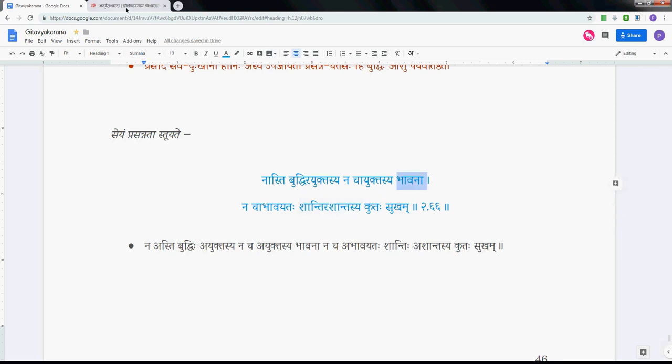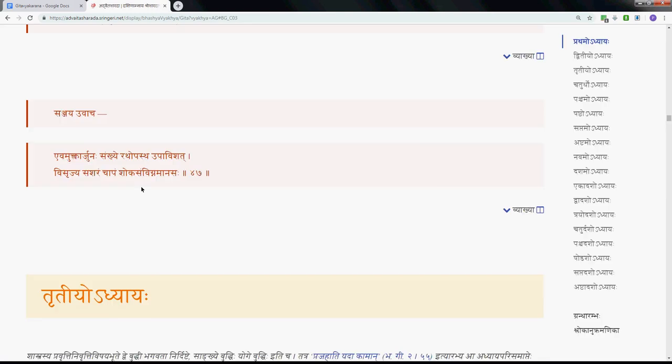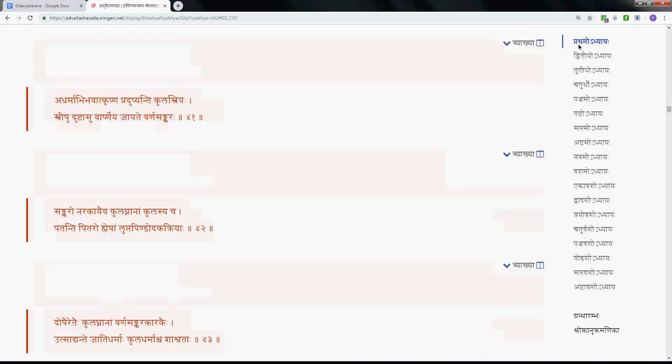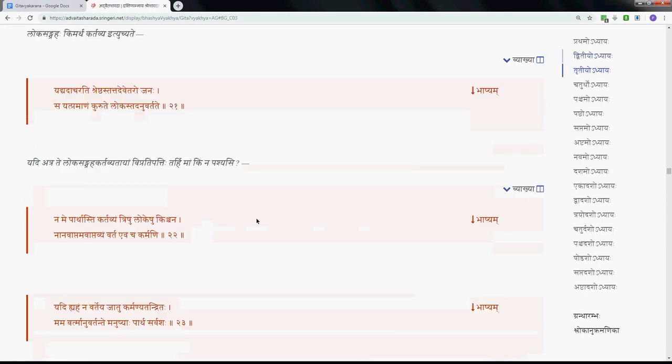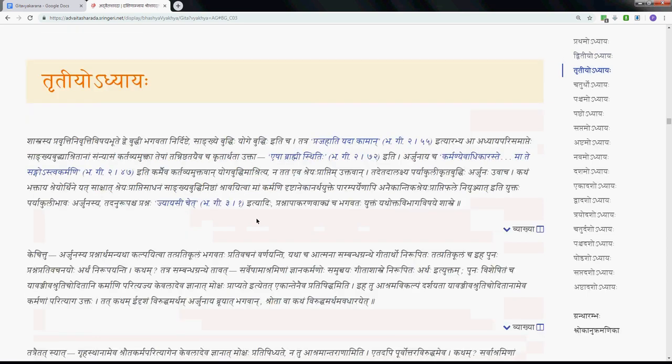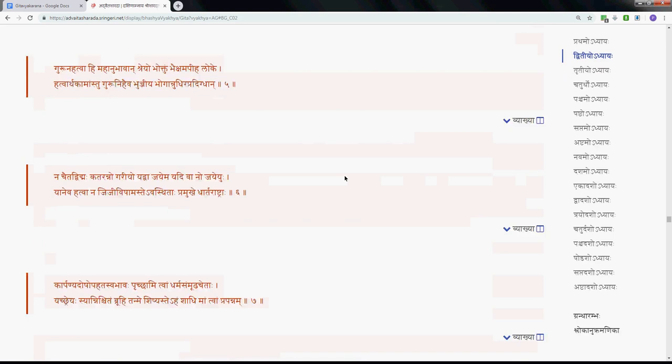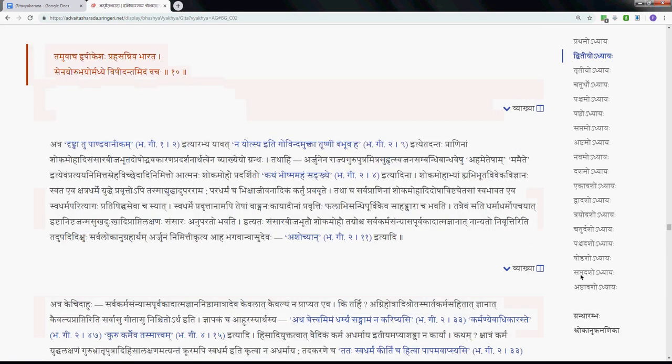Okay, so what is bhavana here? If you look at Bhashyakara, what does Bhashyakara say? Elsewhere bhavana may have some other meaning. Why is it going to Prathamodhya, second chapter, okay, third chapter? Let's go. Okay, that's interesting. From third chapter it went to second chapter directly. Okay.